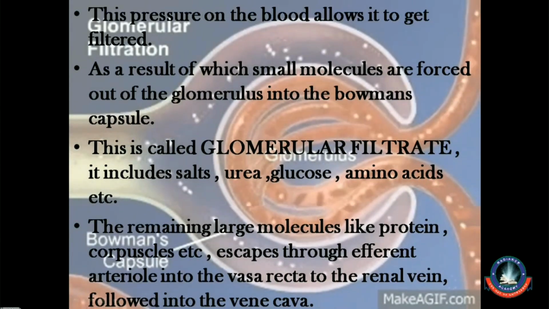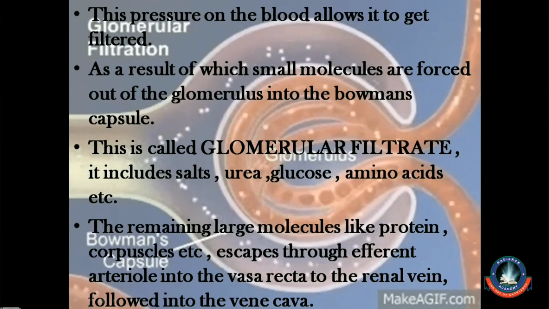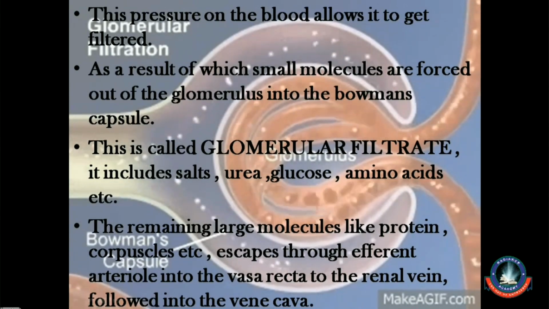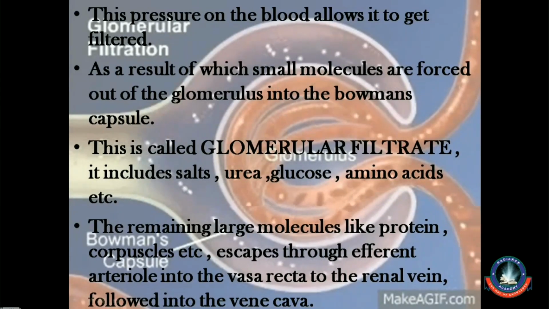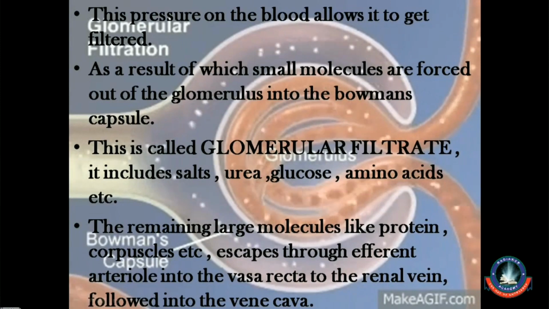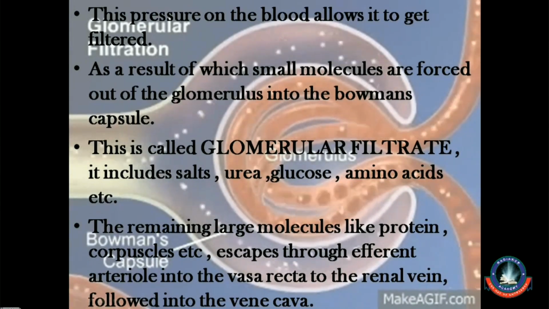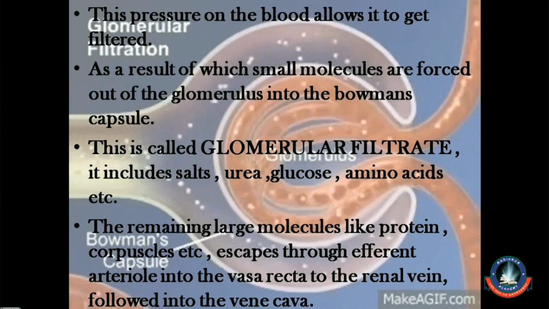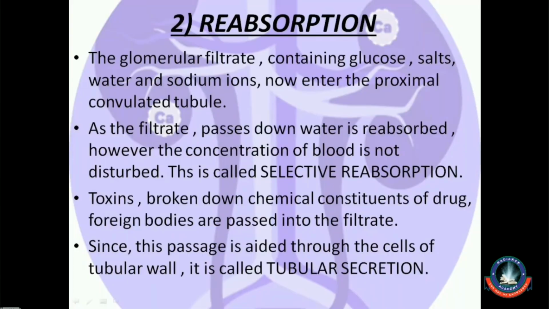The part which contains the toxic substances, the small molecules like urea and salts and glucose, this portion is known as the glomerular filtrate. Now since it has been filtered from the glomerulus, it is known as the glomerular filtrate. Followed by the second step that occurs in the formation of urine, it is known as reabsorption.